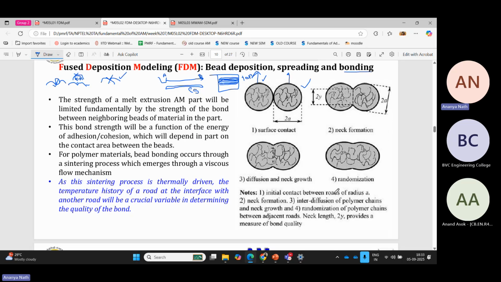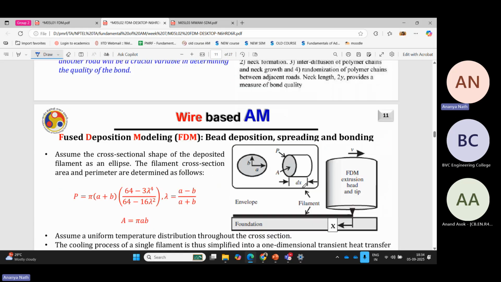The initial contact between rods of radius A is this. After that, the neck formation happens when they get diffused with each other. Eventually you get the whole bead. For example, this was my bead, and one part of the bead was looking like this. This shows how the droplets in a bead get fused with each other to get the whole bead or track. Bead is also called a track.